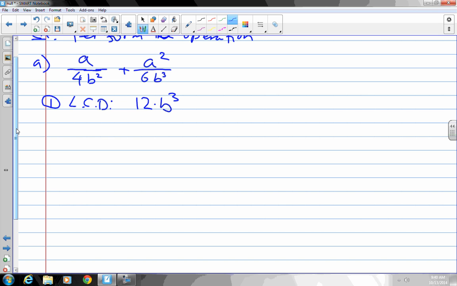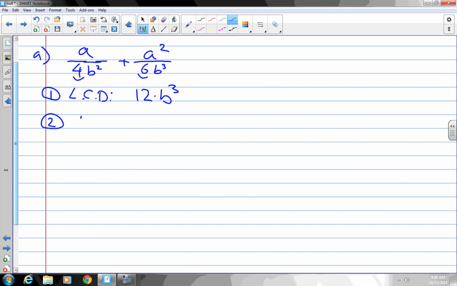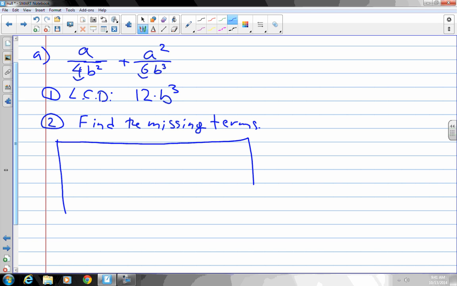So again, you look at the numericals, you find the LCD for the numericals. So then you look at your factors, you always take the highest power of the common factor. So this is the least common denominator. So then we just need to find the missing terms. Now, if you want to, you can make this table. It might help. Show you. Make a little table.